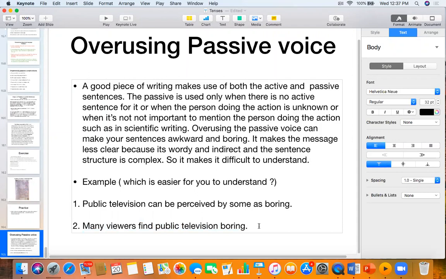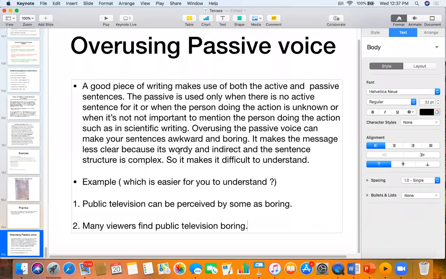All right, so be very careful when using the passive sentence. Practice. So you've got to be perfect in using the active sentence. All right, so that's all about the active and the passive voice in the English language.